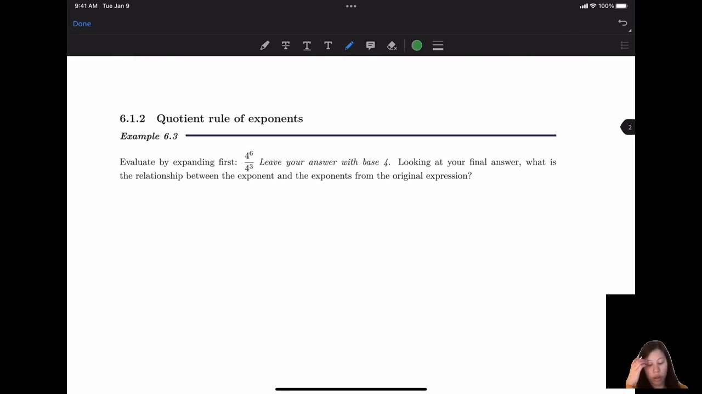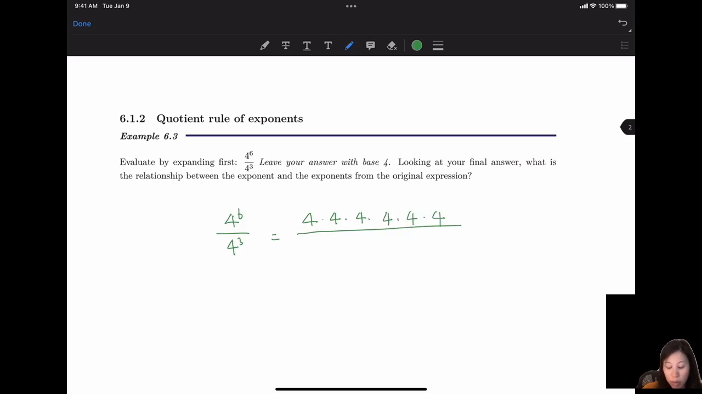Okay, so the next one is evaluate by expanding it first. So we have 4 to the 6th, and then over 4 to the 3rd. So let's expand them. 4 to the 6th means you have 6 fours multiplied together, and for the denominator we have 3 fours multiplied together.